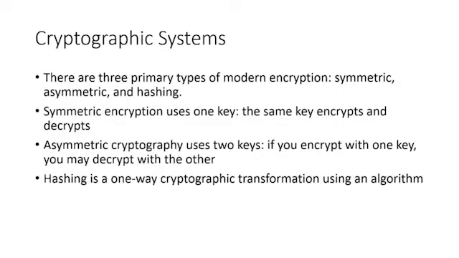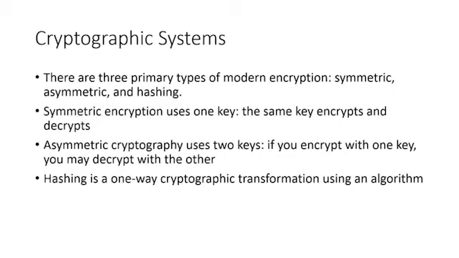And then a little bit about the cryptographic systems. There's 3 primary types that we need to be familiar with: symmetric, asymmetric, and some hashing. Now, symmetric encryption uses one key. The same key that is used to encrypt the data is used to decrypt the data. We use this a lot in wireless technologies. And I don't want to steal the thunder. We're going to talk about cryptography a little bit later, so maybe a little vague right this second.